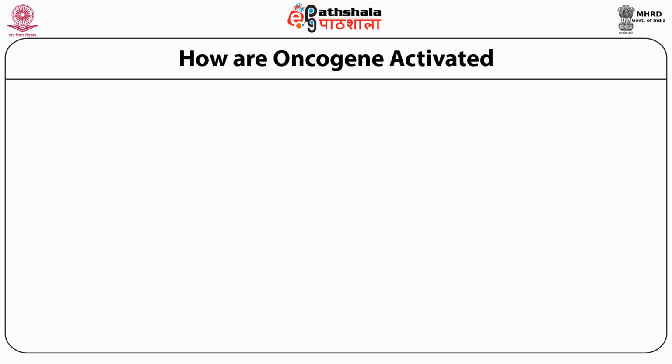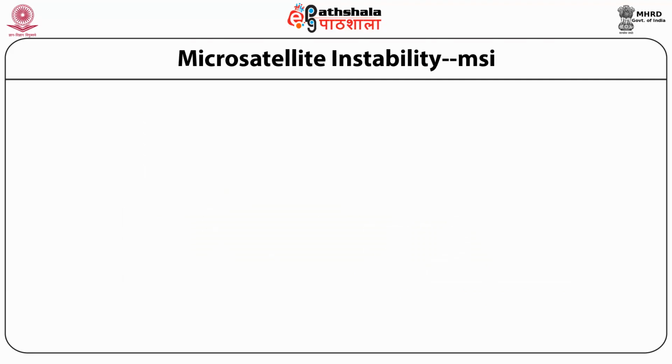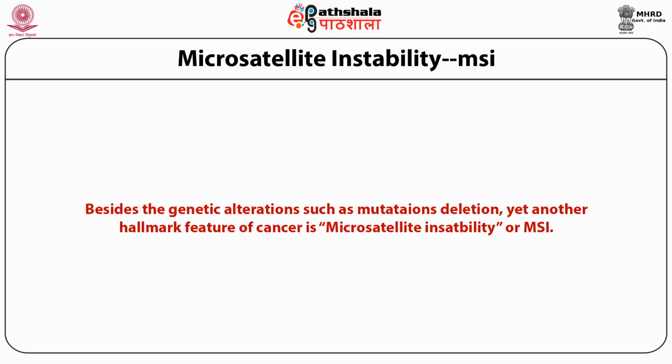What causes the oncogene activation? The various reasons for the oncogene activation include point mutation, amplification, translocation, and epigenetic changes such as the hypomethylation of the genes. Besides the genetic alterations, such as mutations and deletions, yet another hallmark feature of the cancer is microsatellite instability, or MSI. So in the next few slides, let's learn what MSI is and what its utility is.